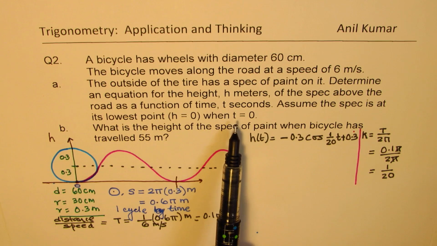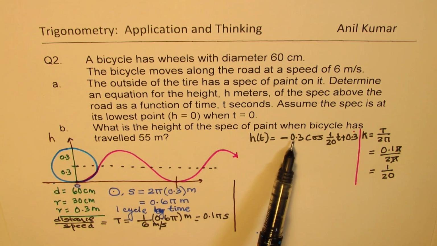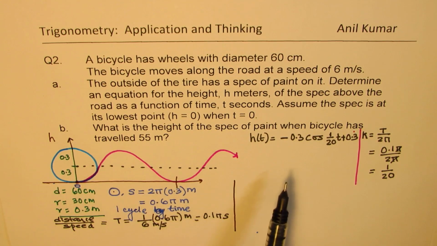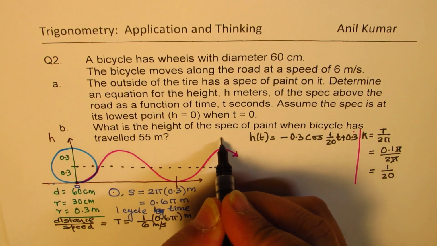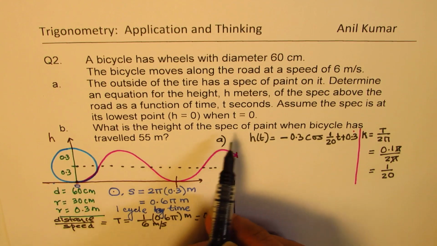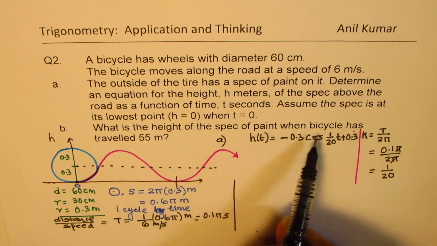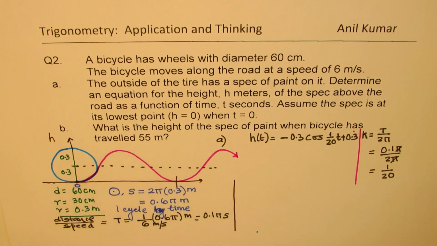So at t equals 0, we'll get minus 0.3 plus 0.3 as 0, so that works, correct? So we have done part A of writing the equation, and in part B, what is the height of the speck of paint when the bicycle has traveled 55 meters?